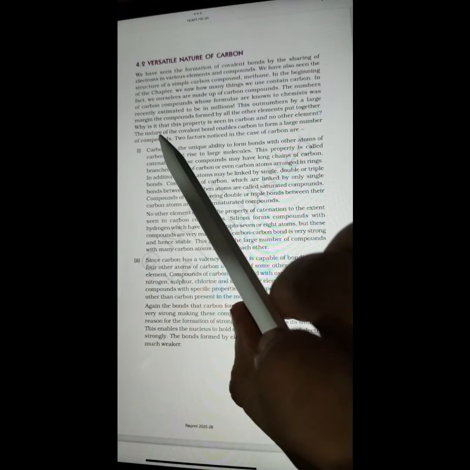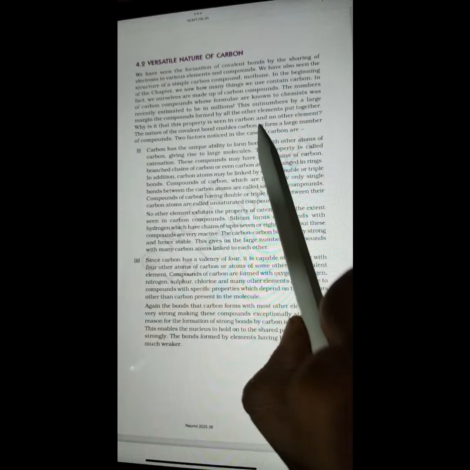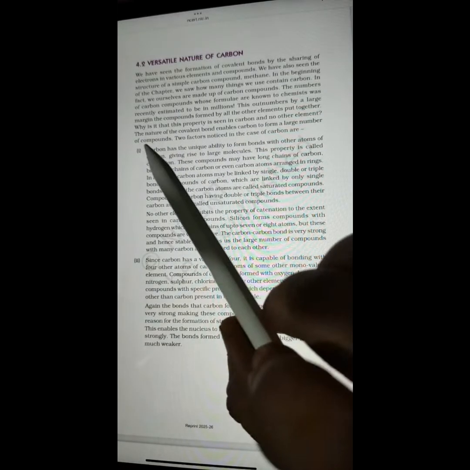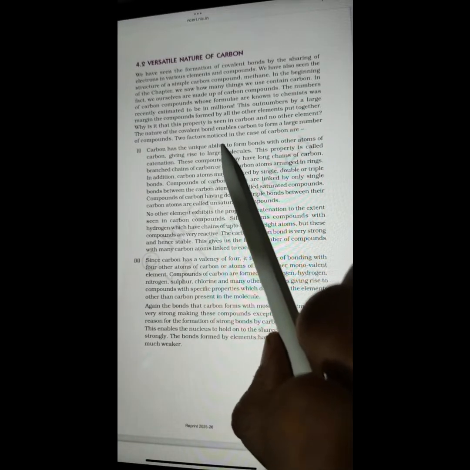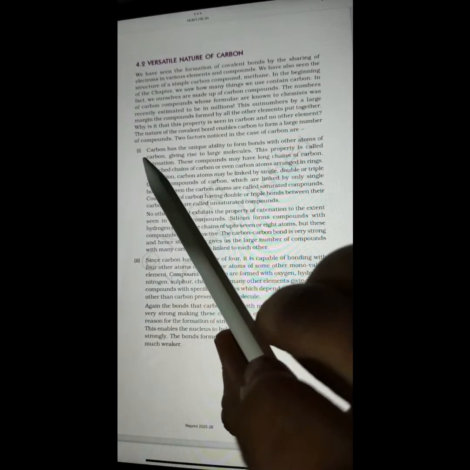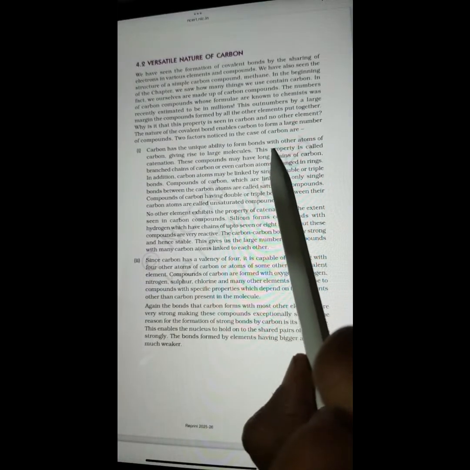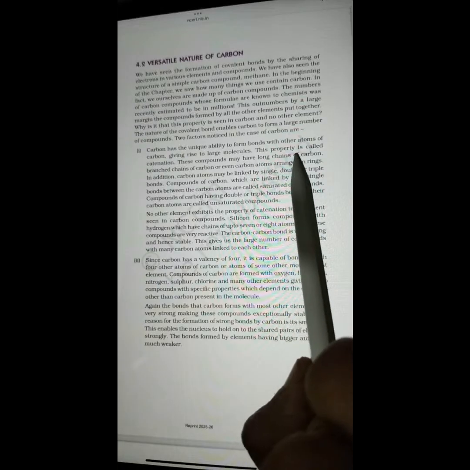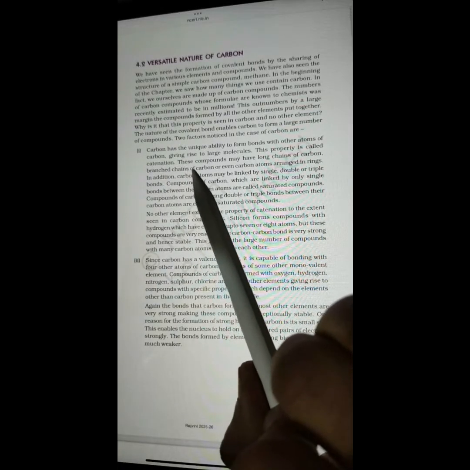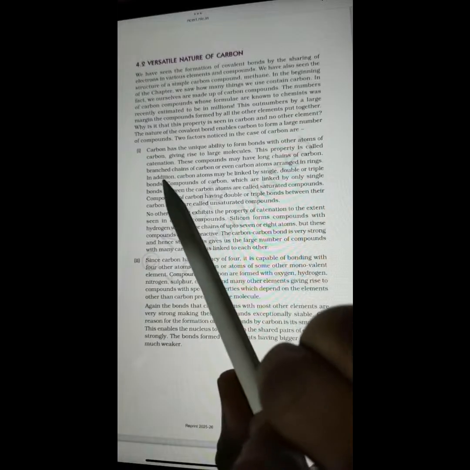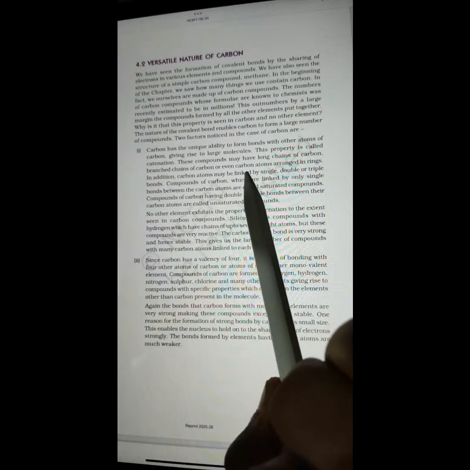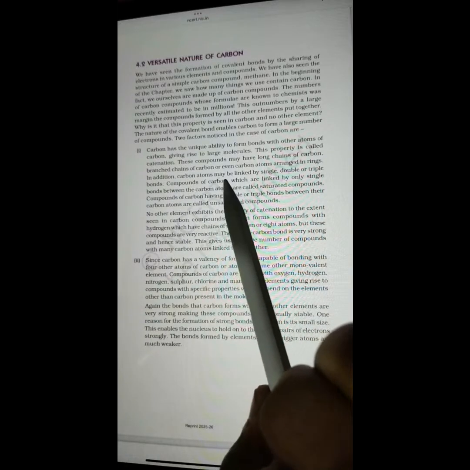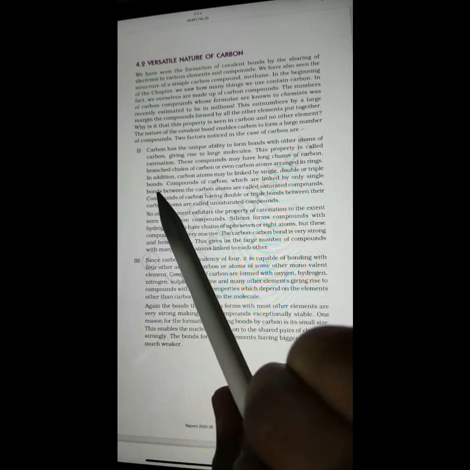Why is it that this property is seen in carbon and not other elements? The nature of the covalent bond enables carbon to form a large number of compounds. Two factors are noticed in the case of carbon. 1. Carbon has the unique ability to form bonds with other atoms of carbon, giving rise to large molecules. This property is called catenation. These compounds may have long chains of carbon, branched chains of carbon, or even carbon atoms arranged in rings. In addition, carbon atoms may be linked by single, double, or triple bonds.